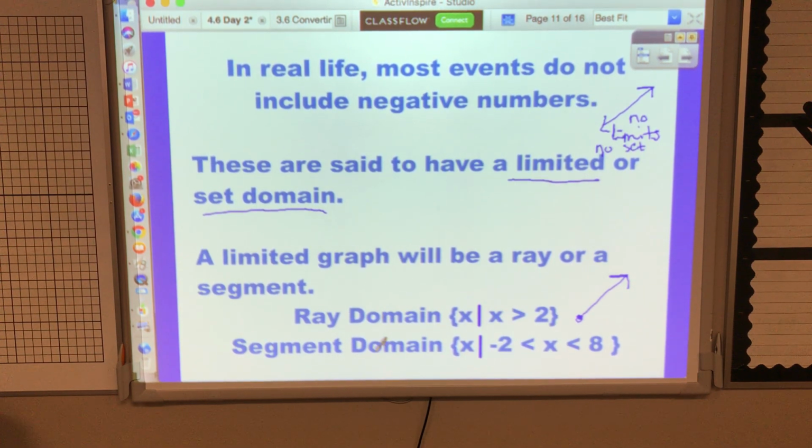Okay. Segment domain means you're going to have an end statement for your domain. So the values of x, and they have a line there, x can be between -2 and 8. Should have equals there, but it doesn't really make a difference for this. So here we have a dot at -2 and a dot wherever our 8 was for x, and we connect them.